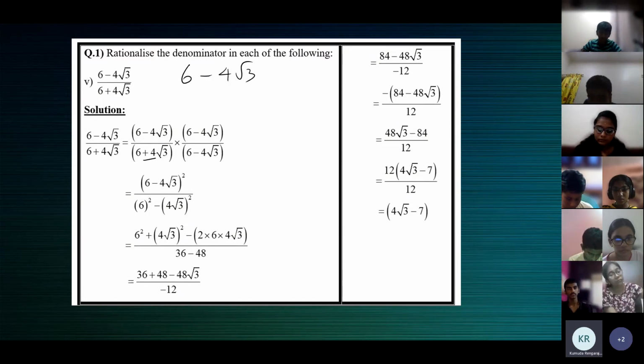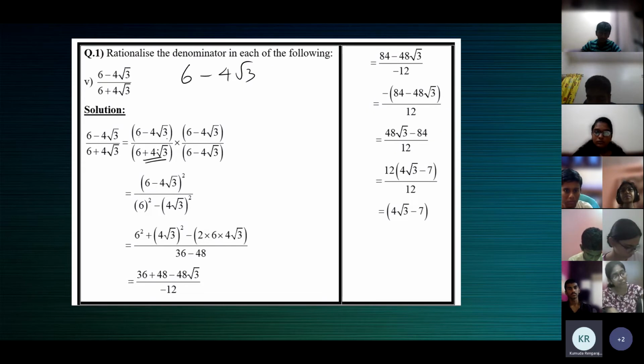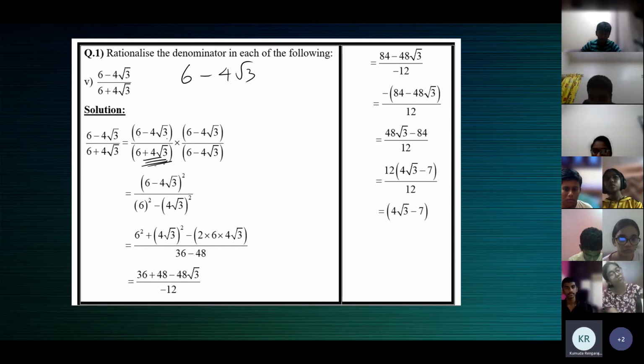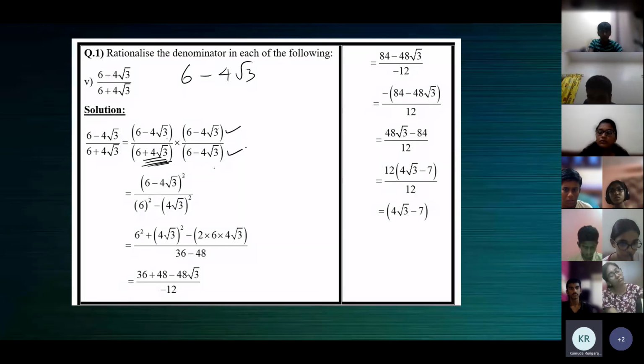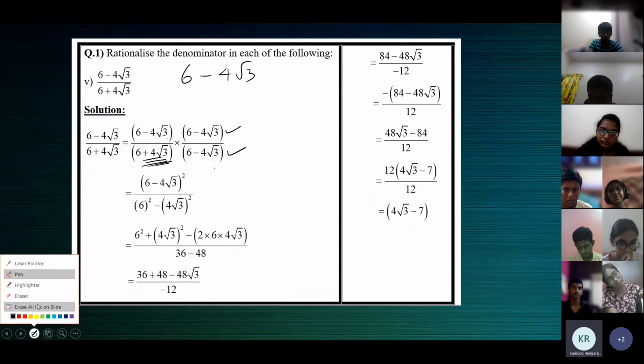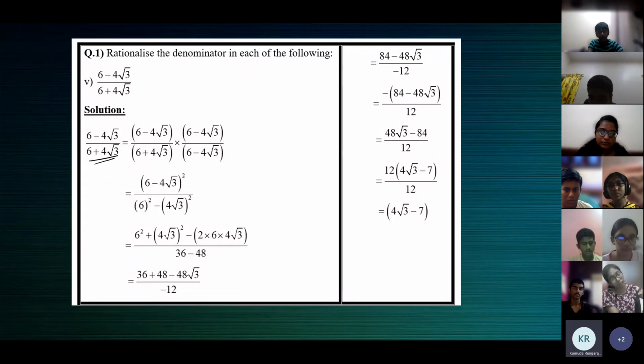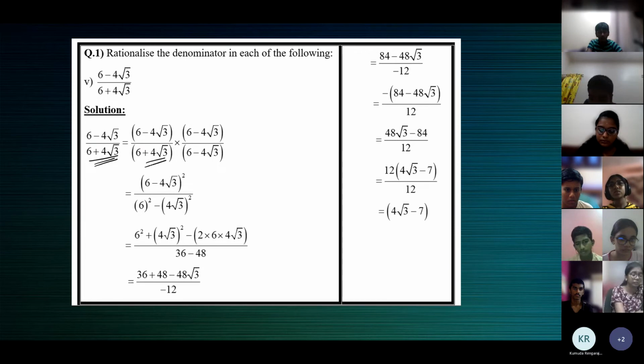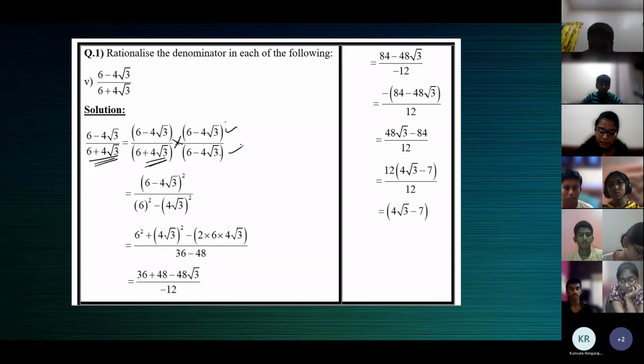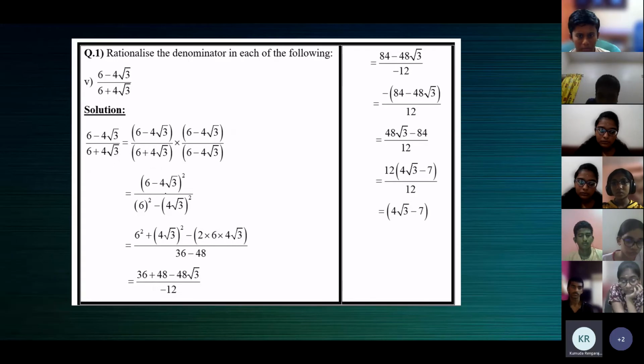So see here, this is the given expression: 6 minus 4 root 3 by 6 plus 4 root 3. We multiply and divide by the conjugate 6 minus 4 root 3. Do we understand this step, children? This is the given expression. The next step is to write the given expression and multiply the numerator and denominator by it. All right? Yes, ma'am.